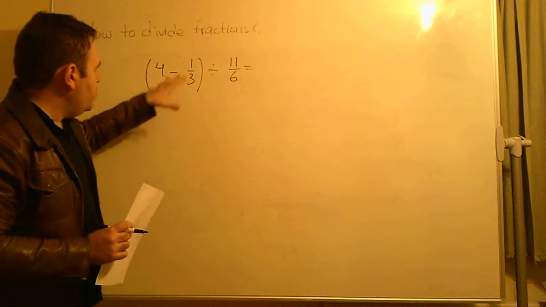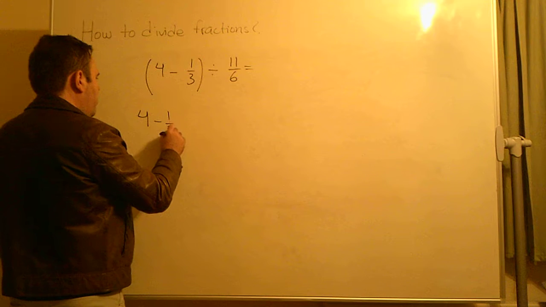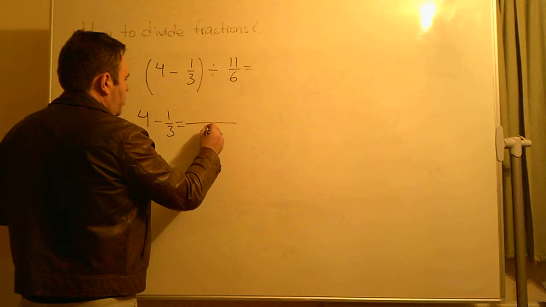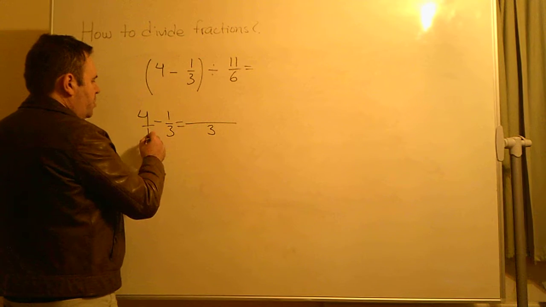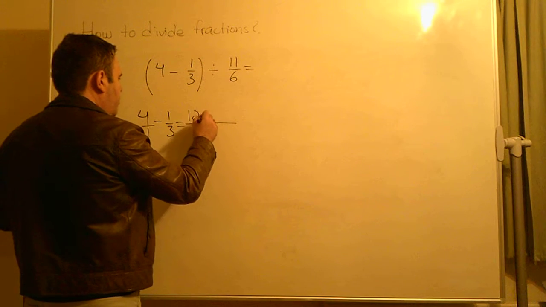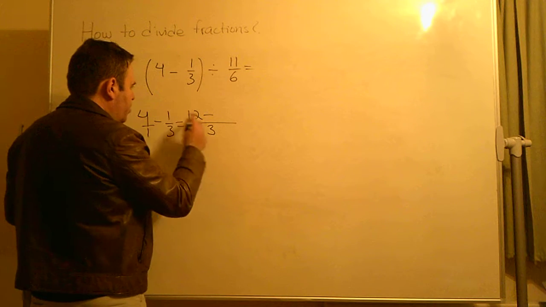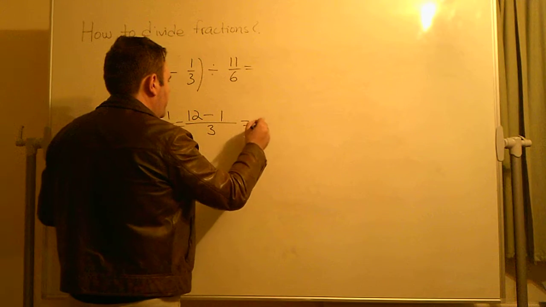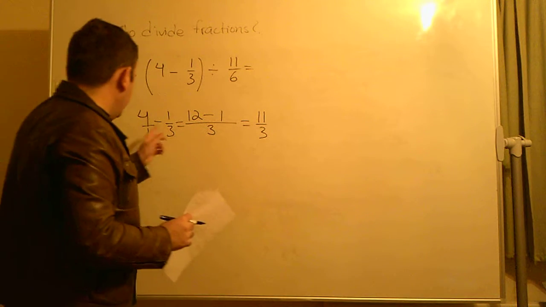Yeah, but we need to simplify this fraction. So 4 minus 1/3 would be, well, the common denominator is 3. So 3 divided by 1 is 3 times 4, 12, minus 3 divided by 3 is 1, times 1, 1, and we will have 11/3, yeah?